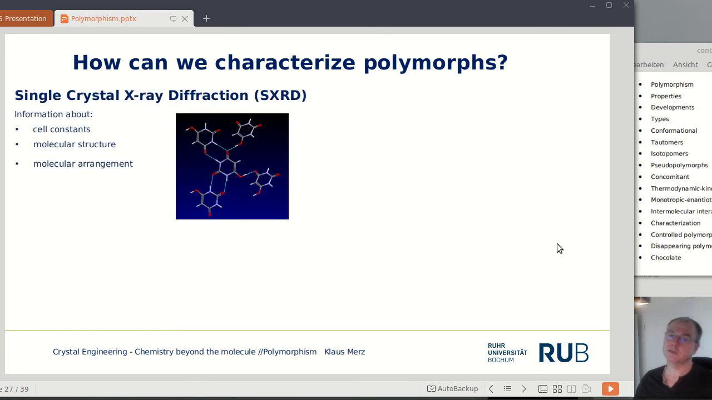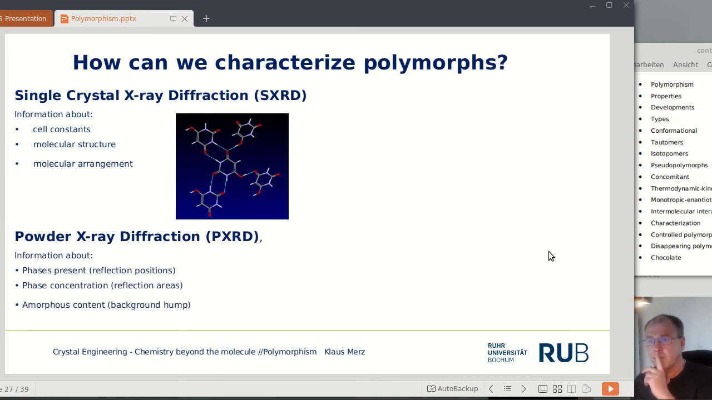The next thing is, this is the best way in general to characterize and analyze the crystals. Well, single crystal diffraction, and the information you will get is the cell constants first, then you will get the molecular structure, and then you get molecular arrangement. Yes, a lot of information. But it's not always necessary.